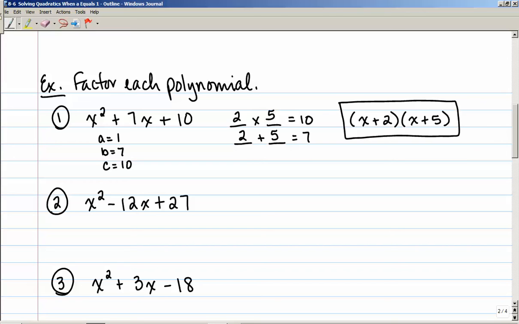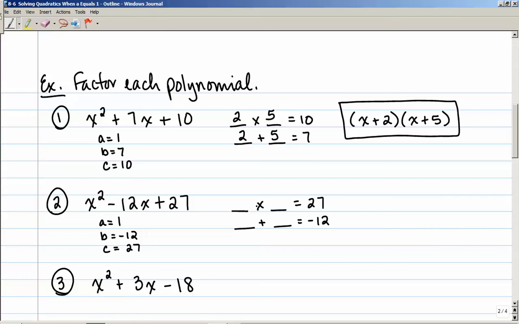My second example here, x squared minus 12x plus 27. A is 1, b is a negative 12, and c is a positive 27. So I'm going to be looking for two numbers that multiply to c, two numbers that multiply to 27, and then the same two numbers have to add up to a negative 12. So I'm going to start thinking about the factor pairs of 27, what numbers multiply to 27. Fortunately, there aren't too many. There's 1 and 27, but those don't add up to negative 12.